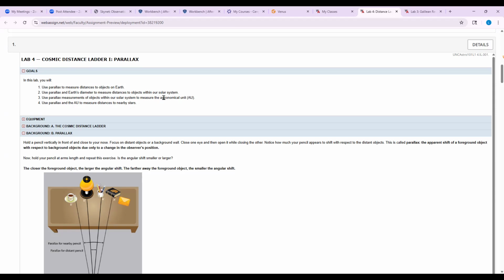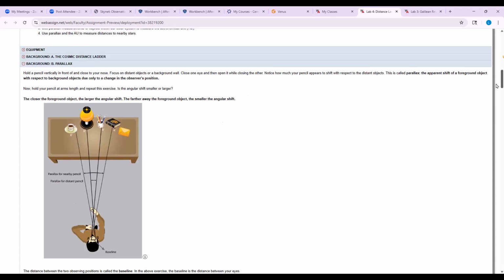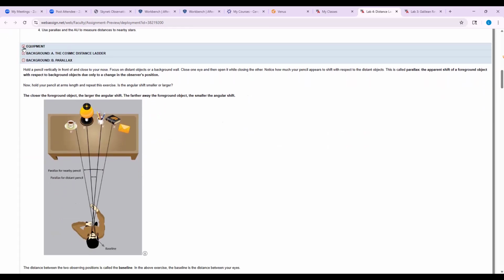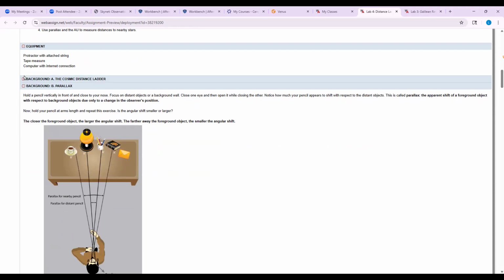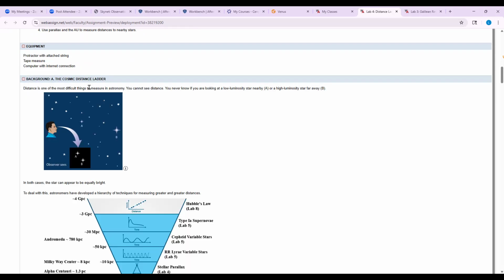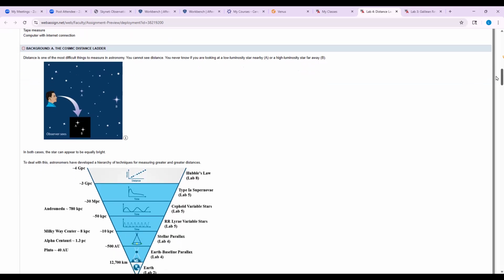And also, we're going to use other solar system objects based on the AU, the astronomical unit. And then we're going to measure it and see how it's going to work. The equipment you need is only a projector and the good measurement tools that we have.